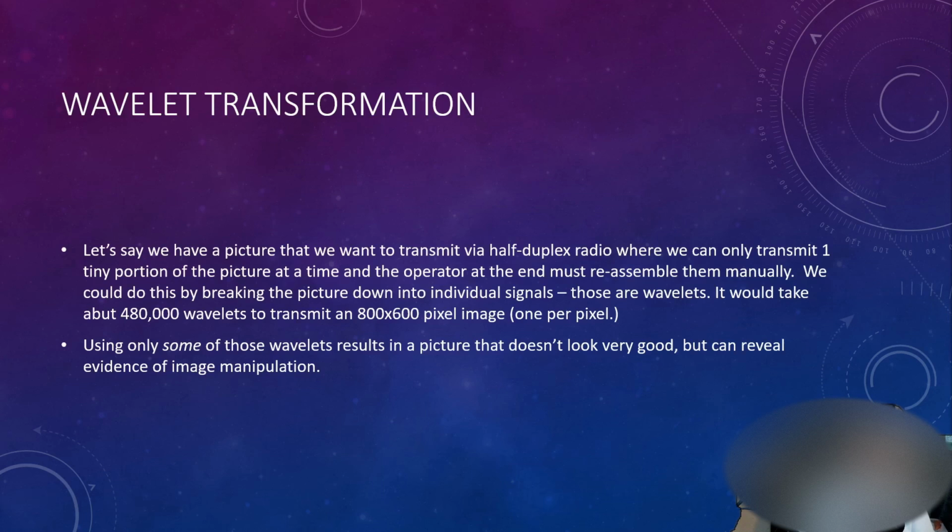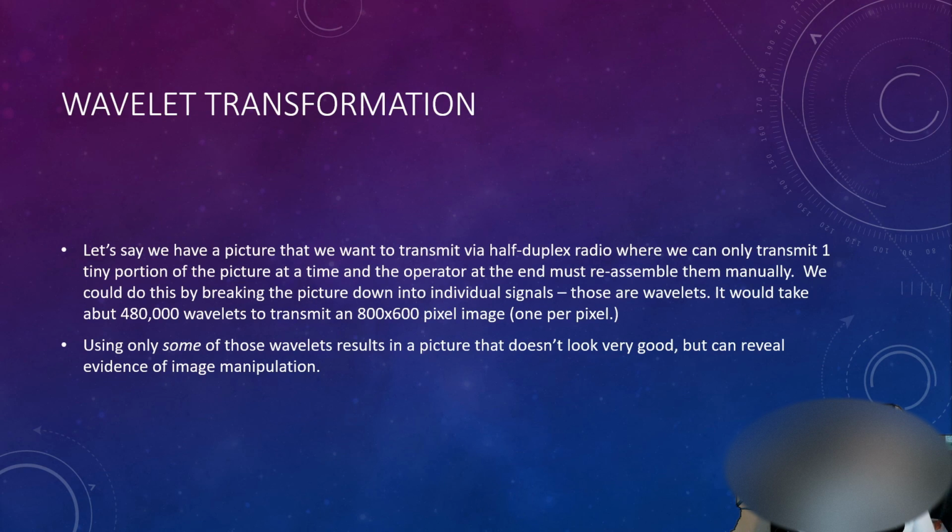So if we have an image that is 800 by 600 pixels, and we were transmitting that image via half duplex radio, we would only be able to transmit 1 pixel at a time, and each of those transmissions is a wavelet. So 800 times 600, we would need to make 480,000 transmissions or wavelets in order to view the entire image data. But you don't need all of the image data in order to view an image, right? You can get the gist of something, right? You don't need complete information in order to understand what the image is.